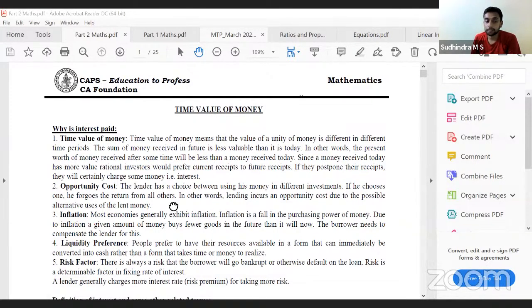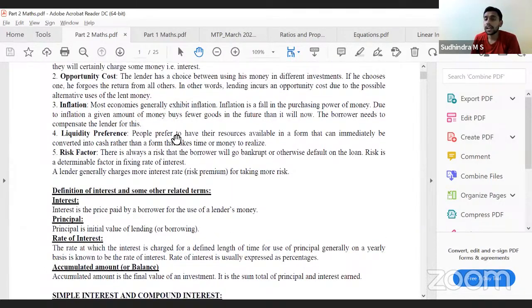interest would be given. Now, what is interest? Definition: interest is the price paid by the borrower for use of the lender's money. The amount that they have borrowed is called the principal. The rate at which interest is given is called the rate of interest. The rate at which interest is charged for a defined length of time for use of principal, generally on a yearly basis, is known as the rate of interest. Rate of interest is generally expressed in percentage. And the accumulated amount or accumulated balance is principal plus interest, which is not yet paid, the unpaid amount. Principal plus interest is called the accumulated amount.